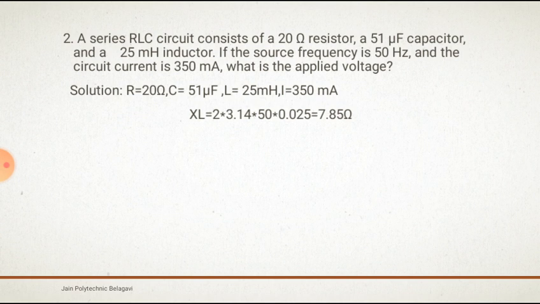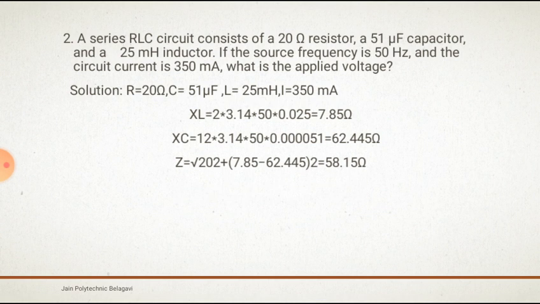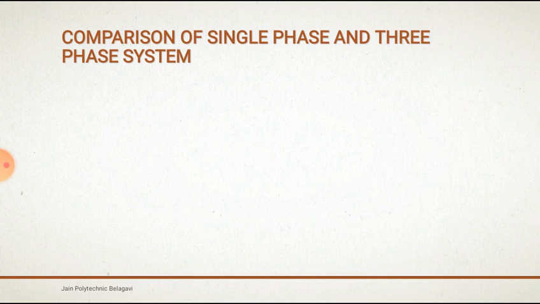XL is equal to, by substituting the value, we will get 7.85 ohm. XC is equal to, by substituting the value, we will get 62.445 ohm. If you solve this, we will get impedance 58.15 ohm. V is equal to, we know that I into Z, that is 58.15 into 0.35 is equal to 20 volt. These are the simple problems which are asked in the exams.